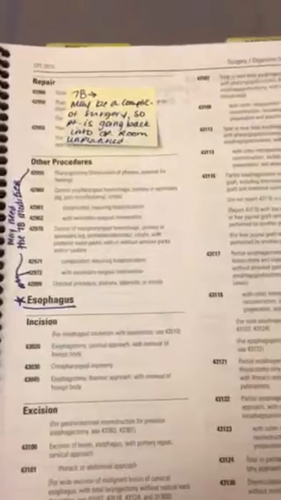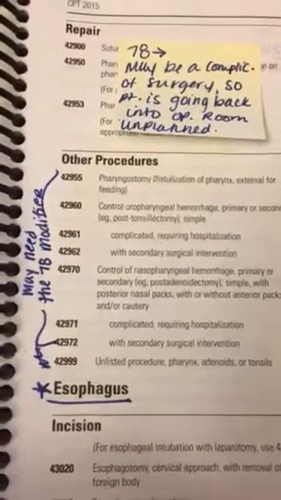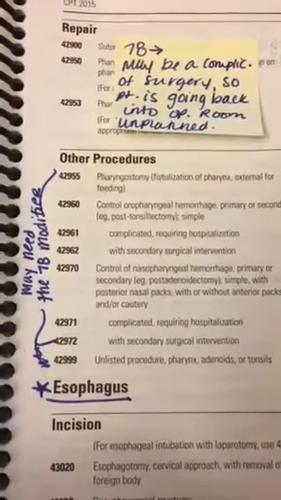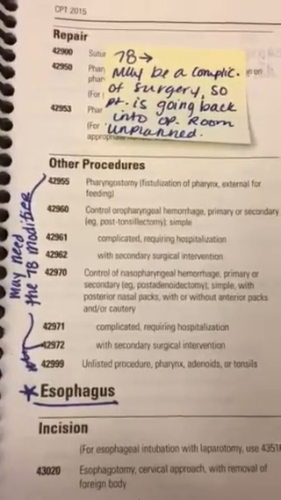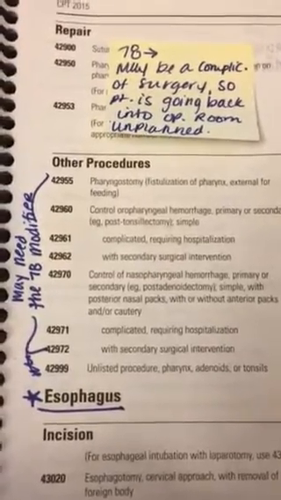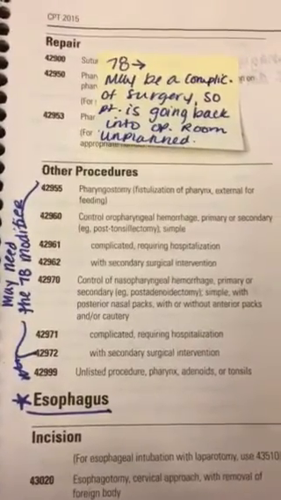So over to page 181. A couple of notes here. Again, you want to underline your body structure, which on this page is the esophagus. But then I would like to also let you know that under other procedures, 42955 all the way down to 42972, 42999 is not included in this bracket. So those codes there, 42955 down to 42972, may need the 78 modifier.